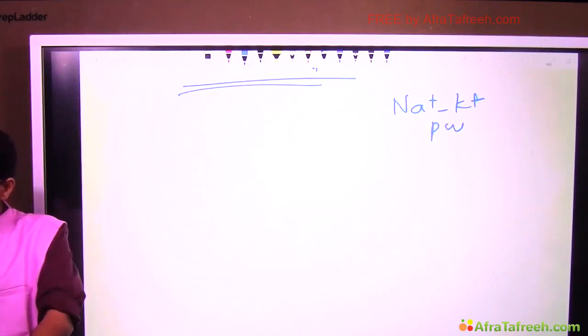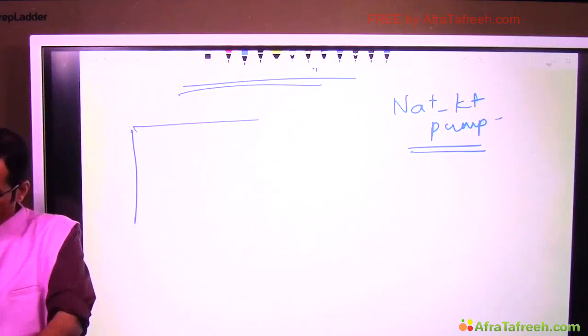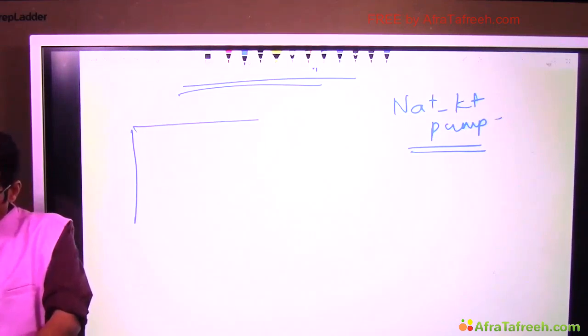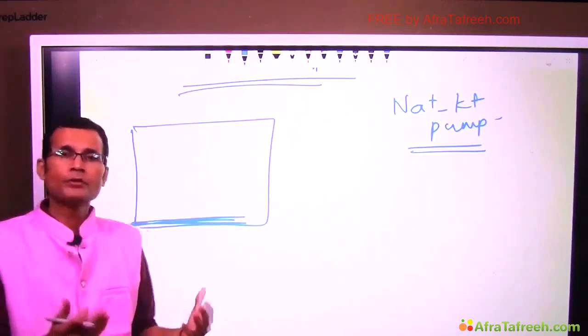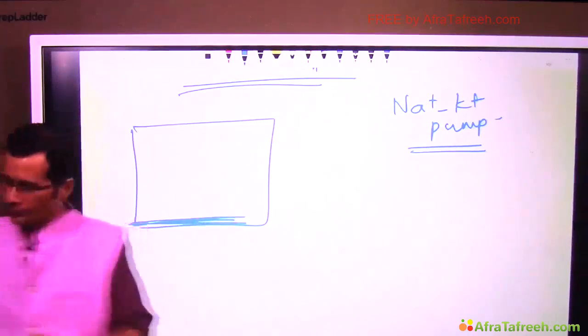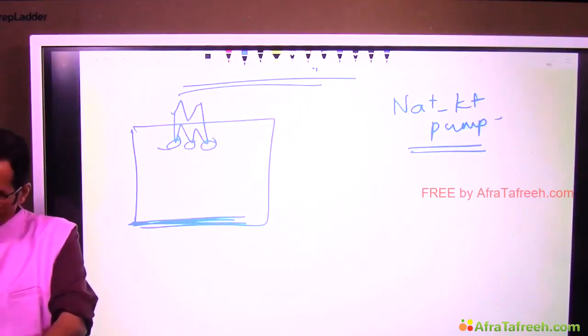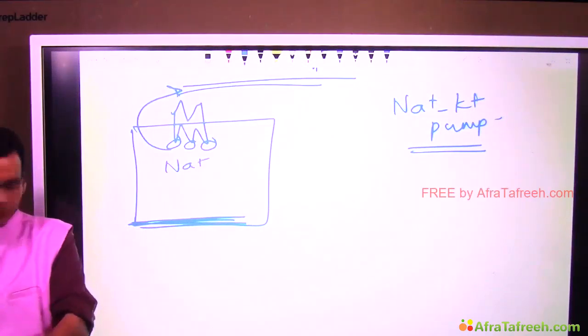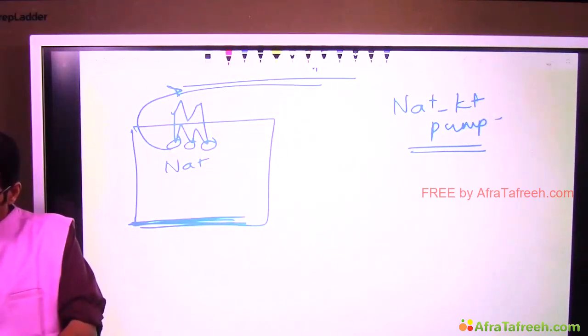Sodium potassium pump, the primary active transporter, it does what? It creates and widens the concentration gradient for sodium. Look, what is the sodium potassium pump doing? It is throwing the sodium out of the cell. That means sodium will be higher on the outside and lower on the inside of the cell, isn't it?